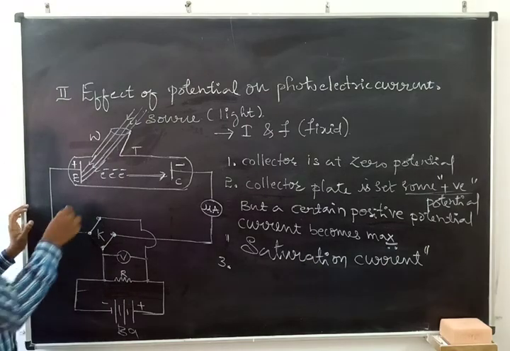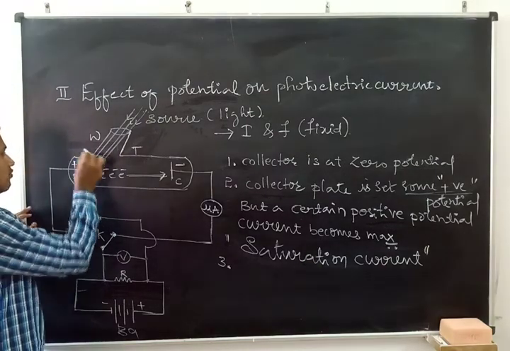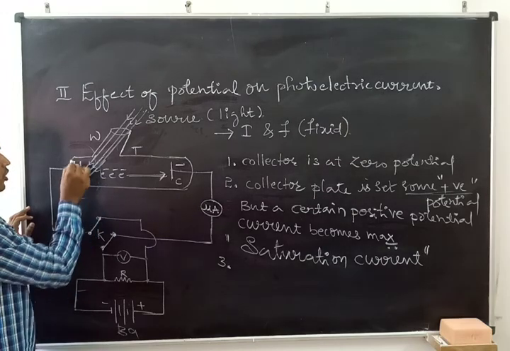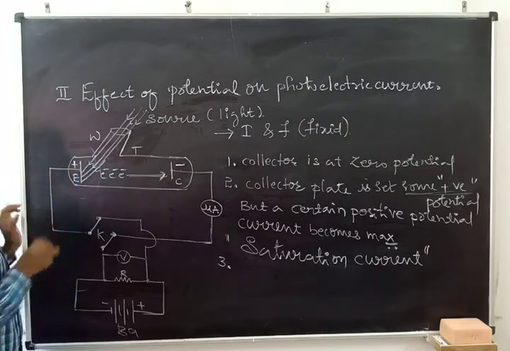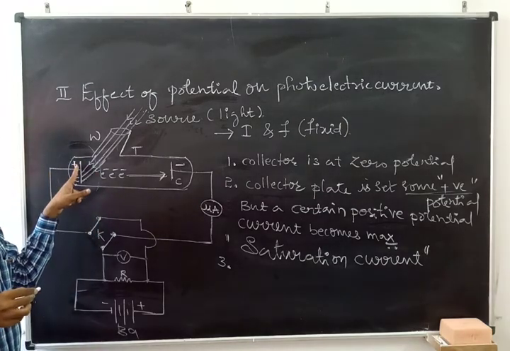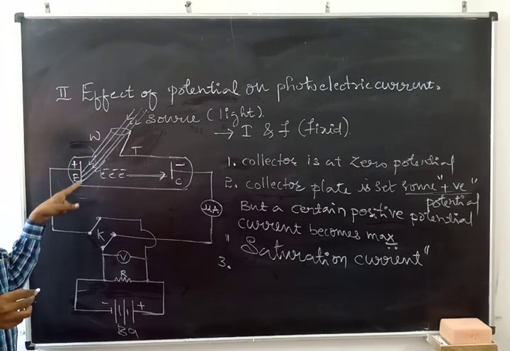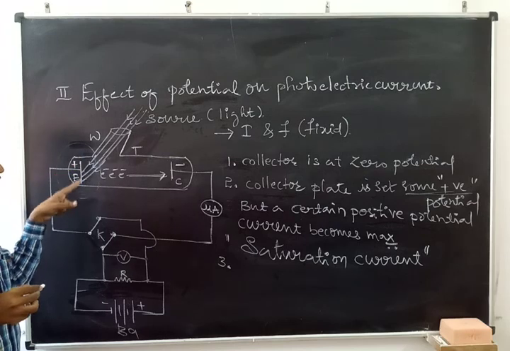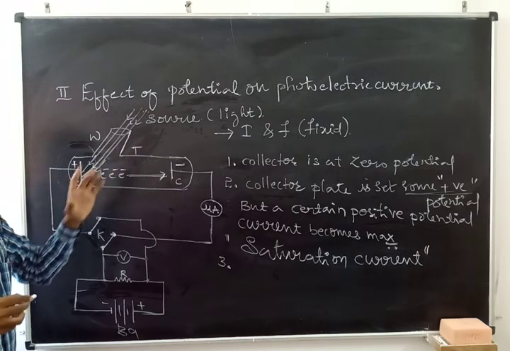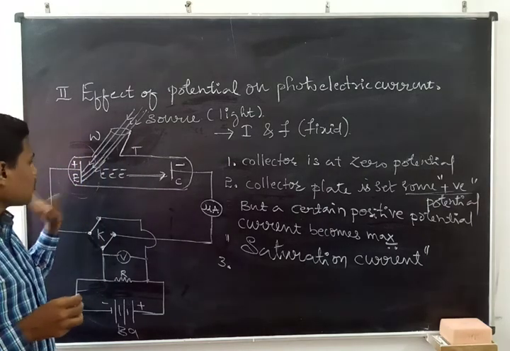Please remember, maybe the question will arise at this condition: sir, you are making this positive, so how can it eject electrons? If you recall Hallwachs and Lenard's observation, they concluded that even when the metallic surface is positively charged, it still ejects electrons. So this is about the condition.